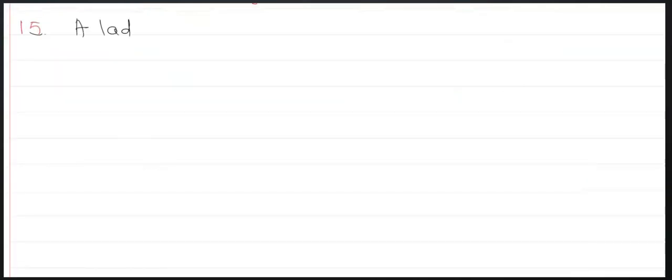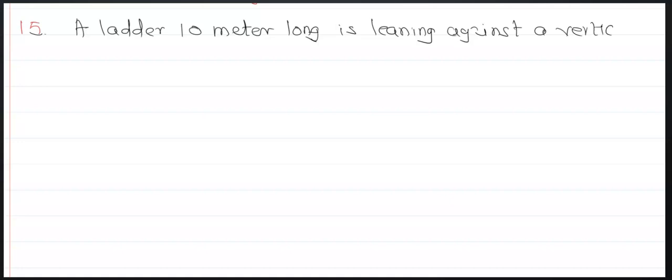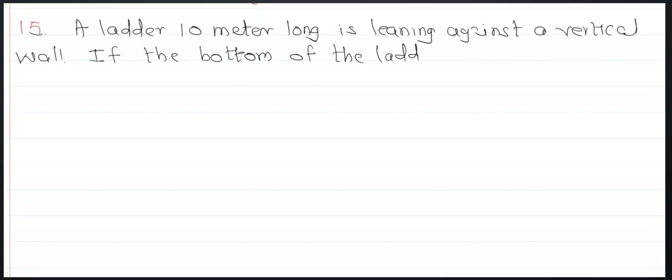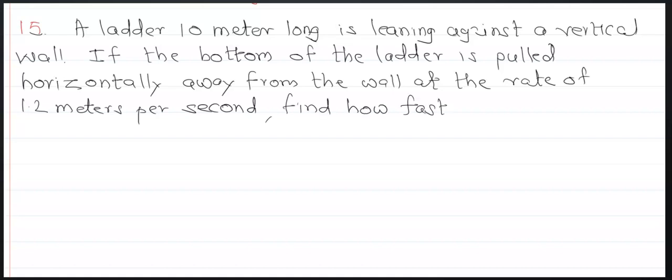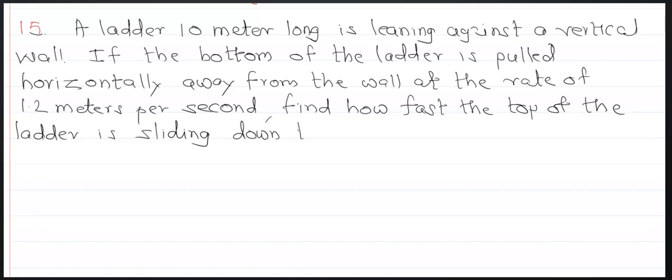Now the next is problem number 15. A ladder 10 meter long is leaning against a vertical wall. If the bottom of the ladder is pulled horizontally away from the wall at the rate of 1.2 meters per second, find how fast the top of the ladder is sliding down the wall when the bottom is 6 meters away from the wall.